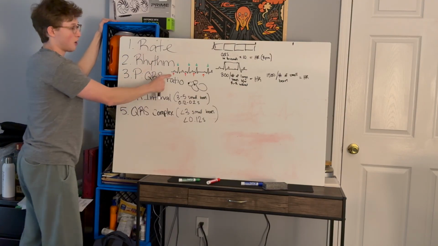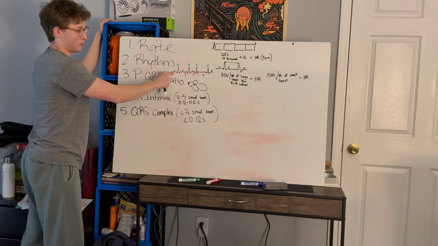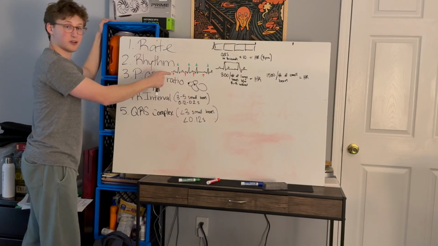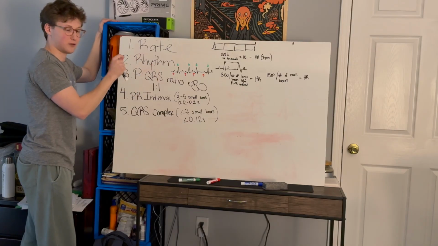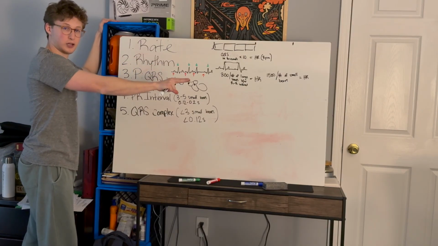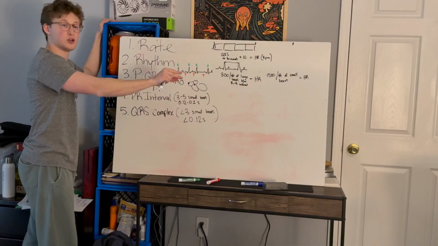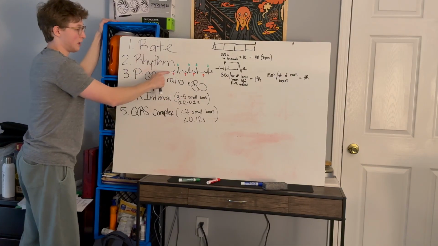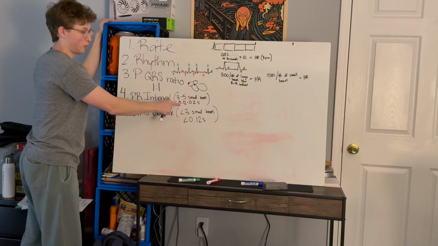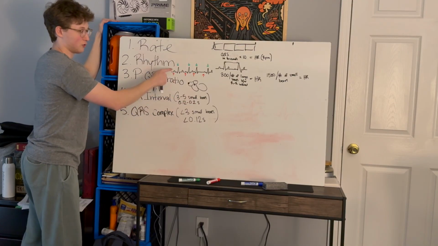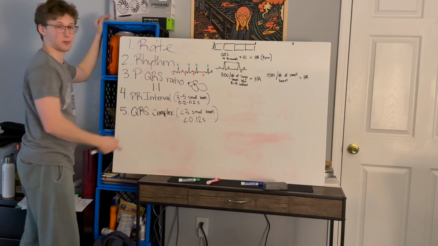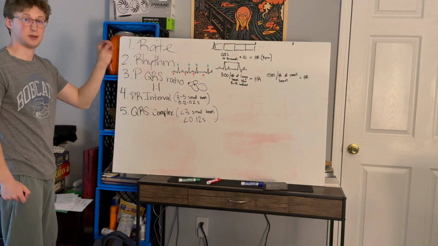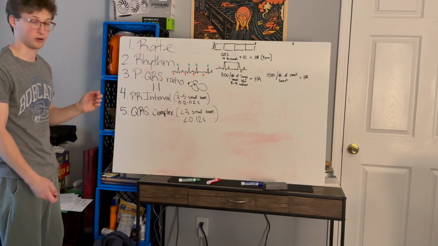Fourth, PR interval. Starting at the beginning of the P wave to the beginning of the QRS, how long is it taking for that signal to get through our atria and depolarize them, to our AV node and through the AV node? It should take 0.12 to 0.2 seconds to do that. 3 to 5 small boxes, and that should consistently be that way. It should not get smaller or longer.